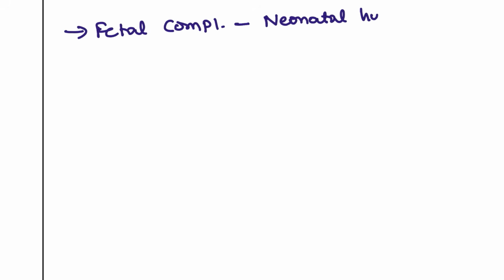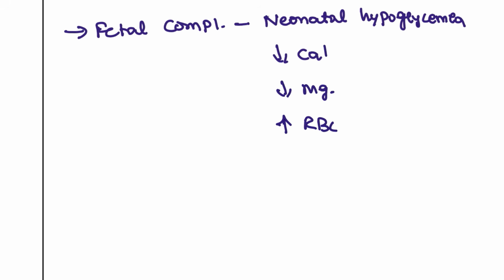And the other fetal complications: the baby can have neonatal hypoglycemia. Neonatal hypoglycemia is seen in these patients, and decreased calcium, decreased magnesium, and increased RBC, that means increased hemoglobin. And if this is increased, hemolysis can happen, so the bilirubin can rise in this patient. Okay, so decreased calcium, hypoglycemia.